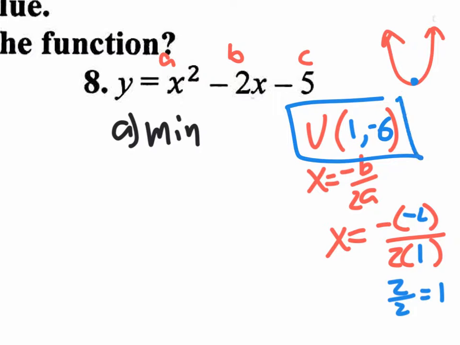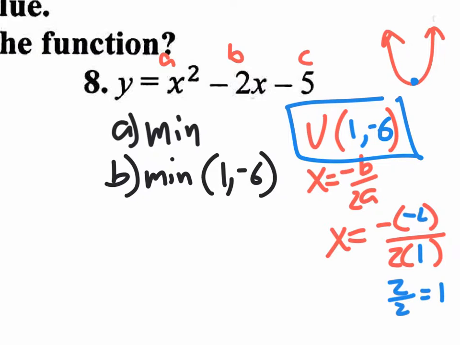That's our vertex, which technically is the answer to part B on this section. The min value is the vertex, which is 1, negative 6. So that's your B answer right here to this question. The minimum value is the vertex 1, negative 6 in this case. What's the final thing that they ask for, part C?